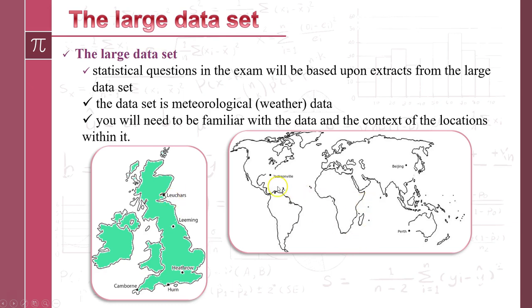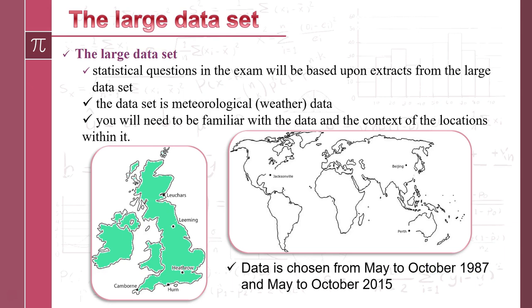And by the same token, on the international data, we've clearly got Jacksonville and Beijing that are in the northern hemisphere, so summer will be in the months of May, June, July, August, whereas during those months, Perth is in the southern hemisphere, so that's winter. So it's just that kind of understanding about what's going on.